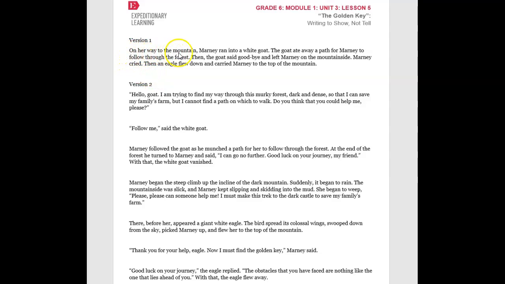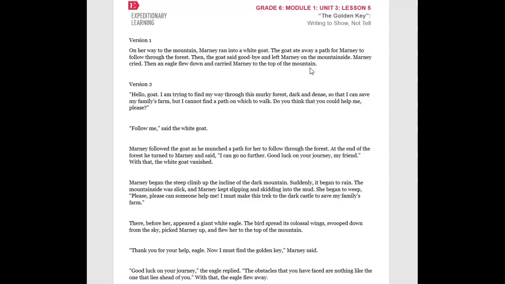On her way to the mountain, Marnie ran into a white goat. The goat ate away a path for Marnie to follow through the forest. Then the goat said goodbye and left Marnie on the mountainside. Marnie cried. Then an eagle flew down and carried Marnie to the top of the mountain.